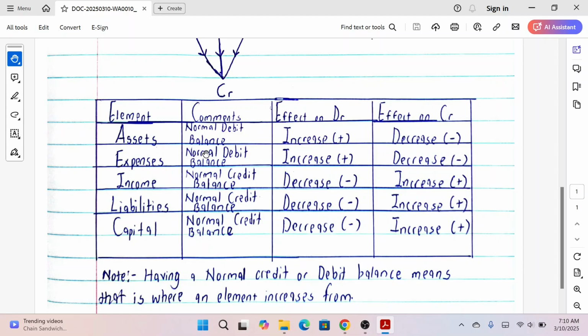Then expenses are having a normal debit balance, meaning they increase from the debit side and then they decrease from the credit side. Then incomes, they have a normal credit balance, meaning they increase from the credit side and reduce from the debit side. Then liabilities are also having a normal credit balance, meaning they increase from the credit side and they decrease from the debit side. Then capital is also having a normal credit balance, meaning it increases from the credit side and reduces from the debit side. So having known this, you can easily debit and credit.